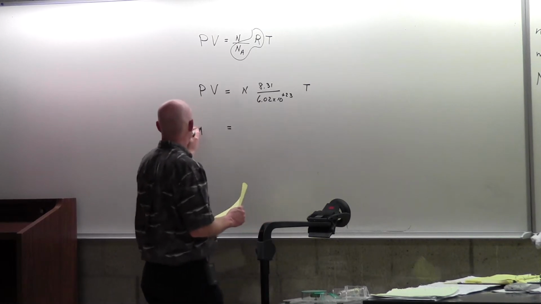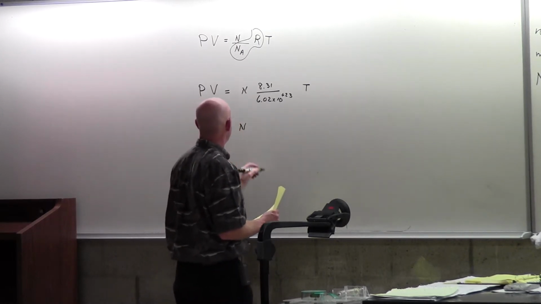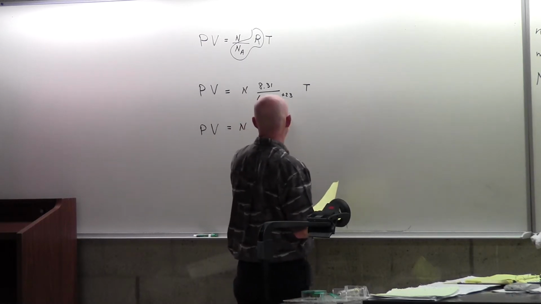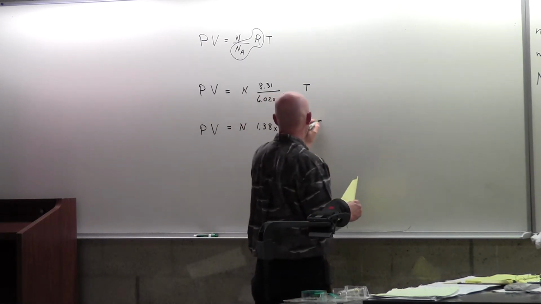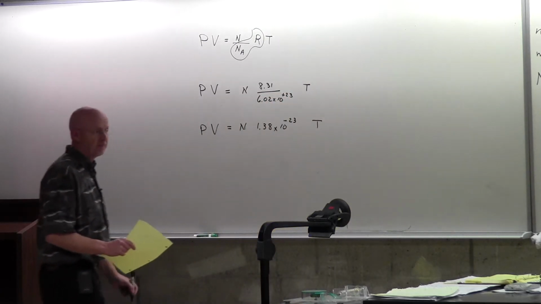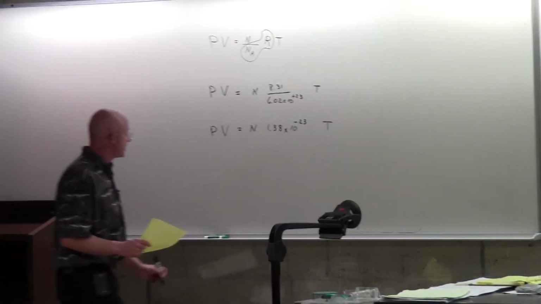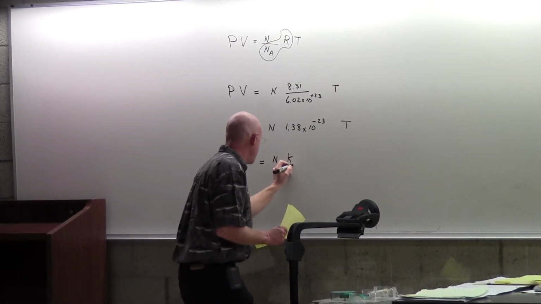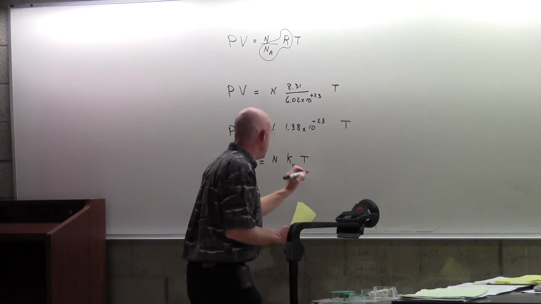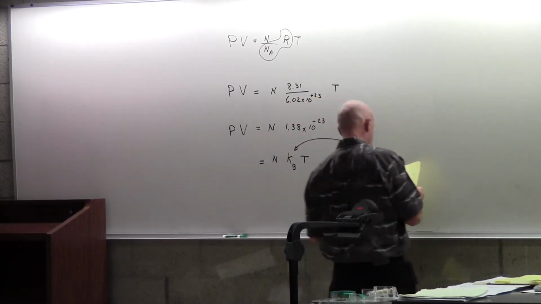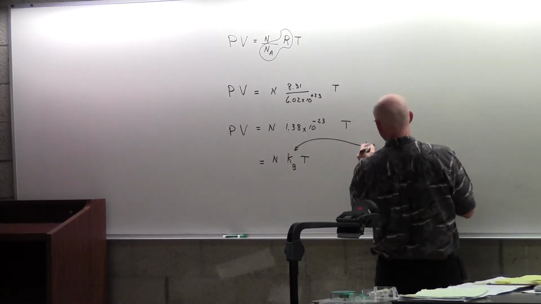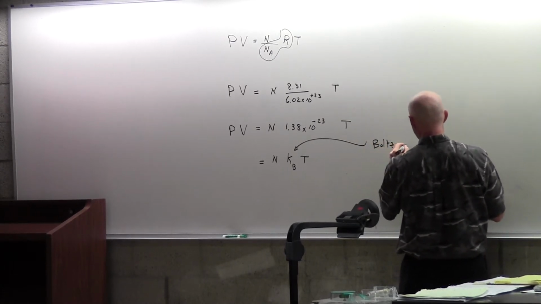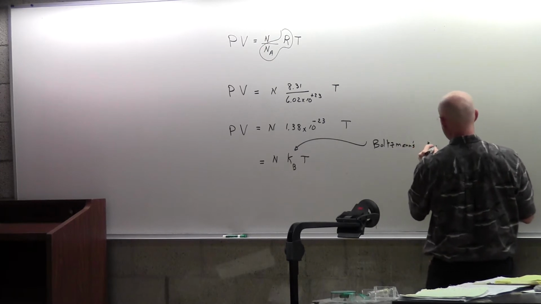And that number is our 1.38 times 10 to the minus 23rd. And we will give the symbol K for constant, sub B in honor of Boltzmann. And so this is what we refer to as Boltzmann's constant.